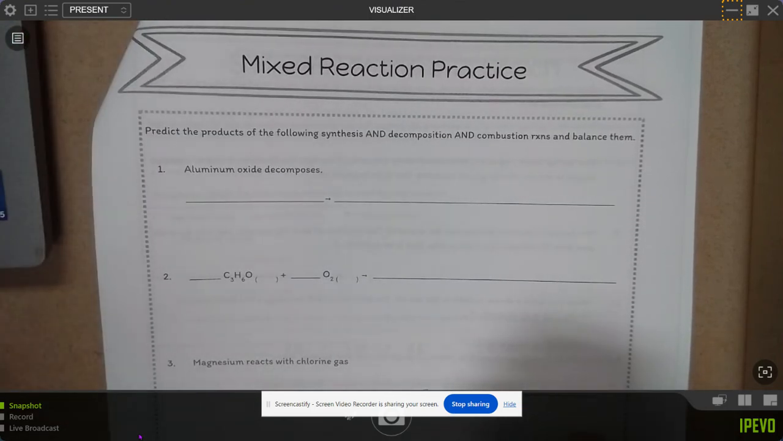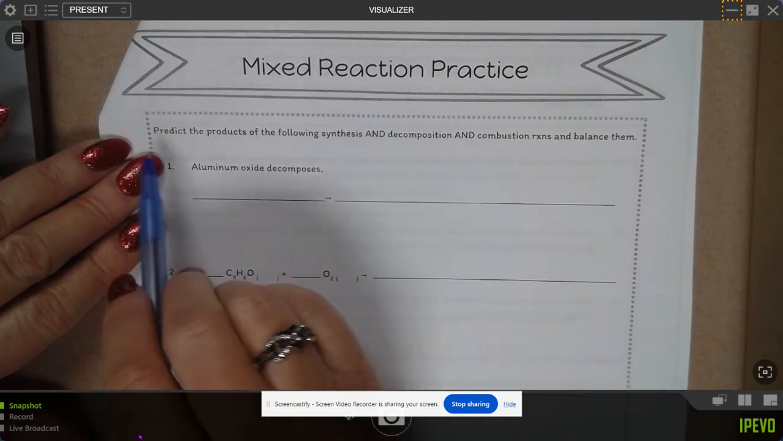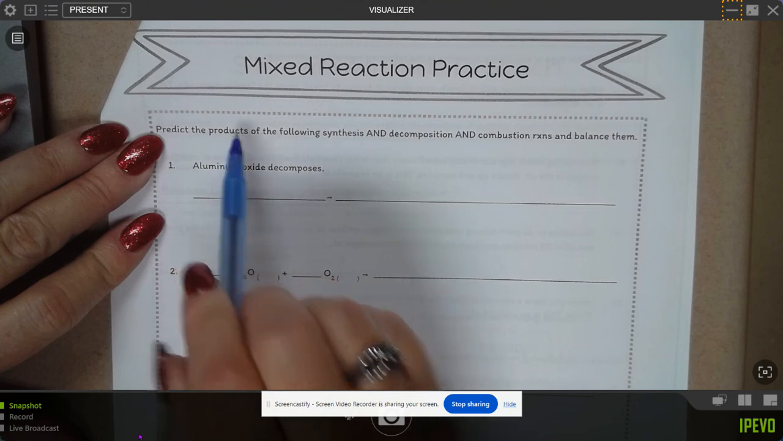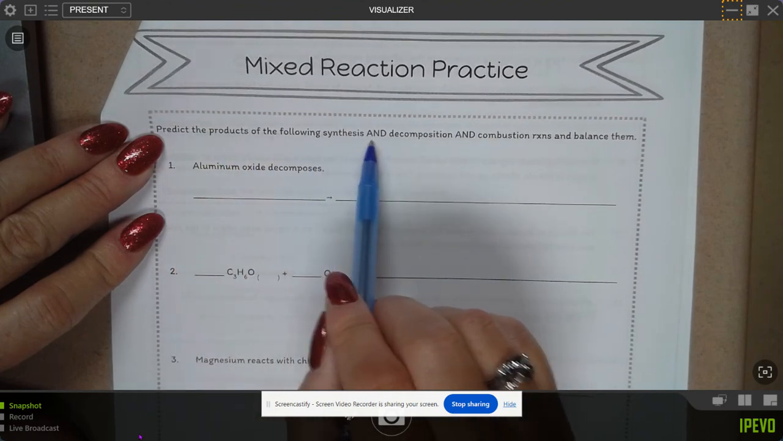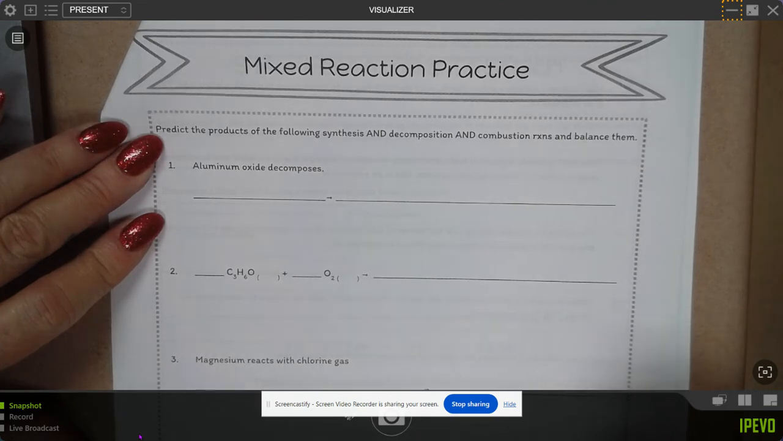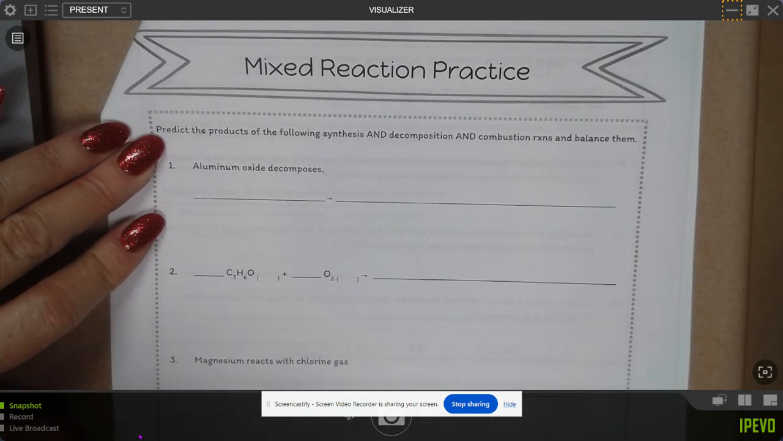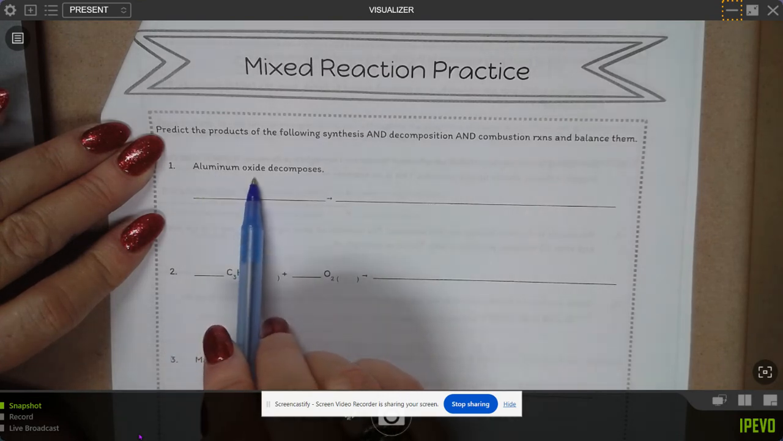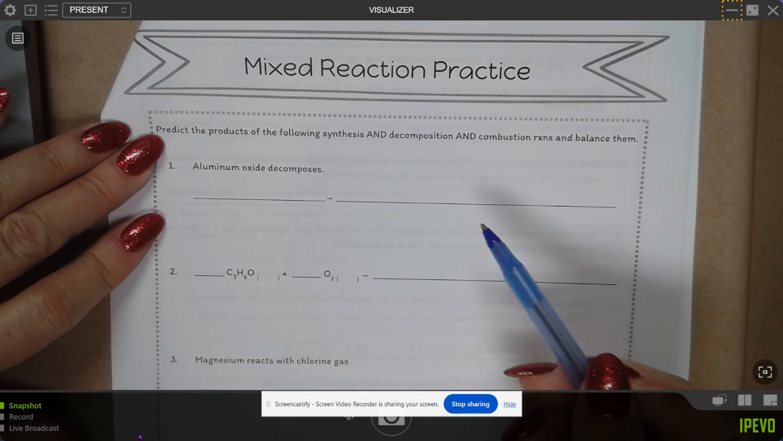Okay, so what you're being asked to do is predict the products of synthesis, decomposition, and combustion reactions and balance them. We want to identify what type of reaction it is. For example, with this one, we have to write the reactants and the products.